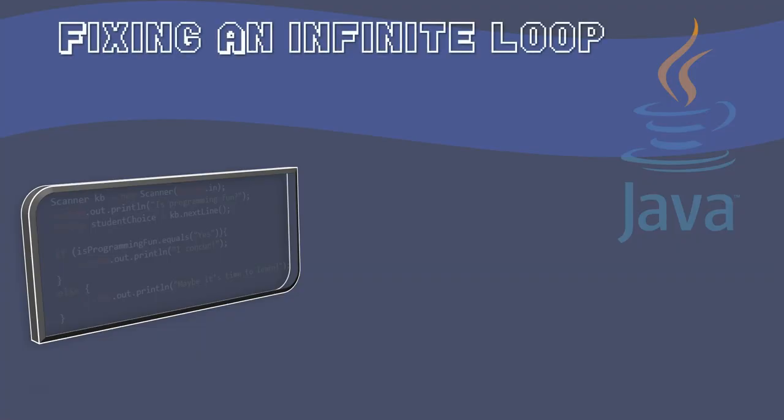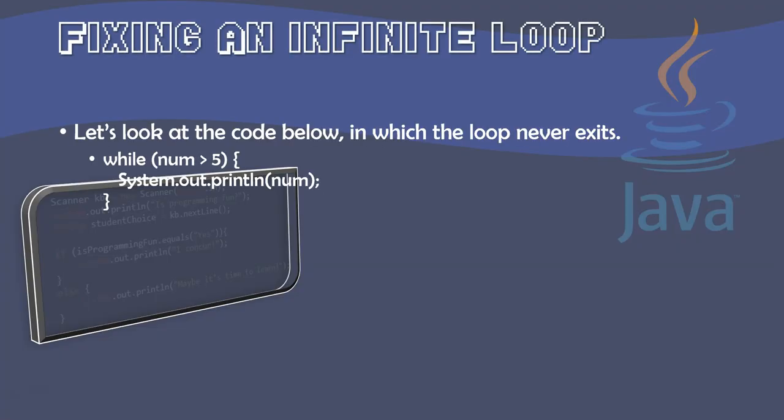So let's first look at how to fix an infinite loop. We have a very simple program here. It says while num is greater than 5, System.out.println num. You notice the loop never exits. This is a pretty low-level thing, but it could be something that you easily forget. What is the thing that we forgot to do here? What do we need to do in this code?